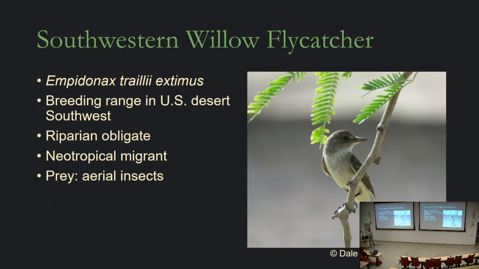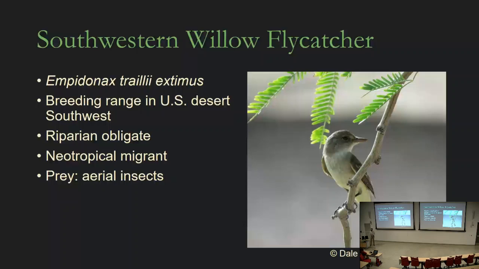So, Southwestern Willow Flycatcher is a neotropical migrant songbird with a breeding range in the desert southwest. It is a riparian obligate, meaning that it only nests in riparian forests, that is along rivers. And its prey is aerial insects.